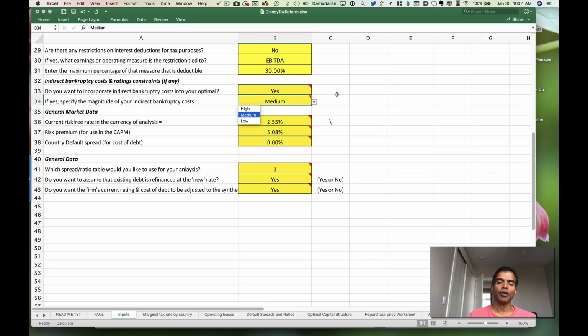Why would it be different for different companies? Some companies are hurt more by the perception that they're in trouble than others, and companies with long-term projects and physical assets. So basically, I give you that choice.